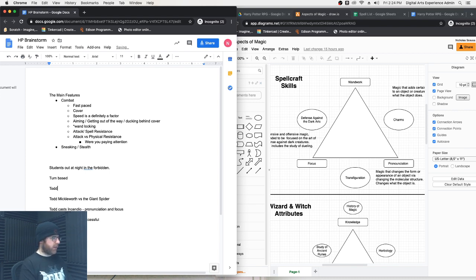Todd, spellcraft skills. All right. What kind of character is Todd here, with a last name like Mickleworth? I'm guessing he's got poor pronunciation, but he's got better wand work and focus. So I'm going to give him a 3 in focus. We'll give him a 2 in pronunciation.